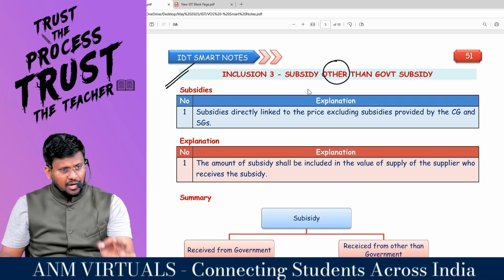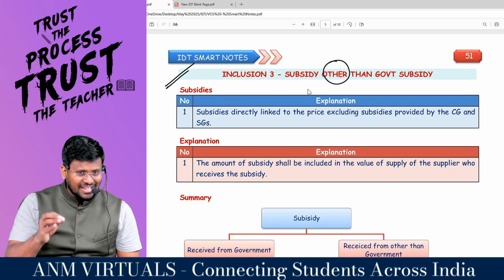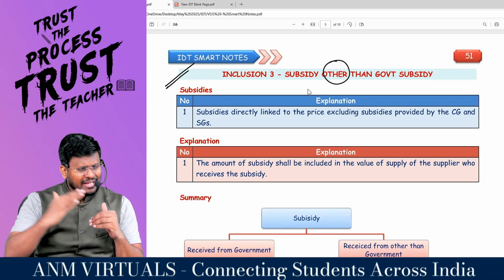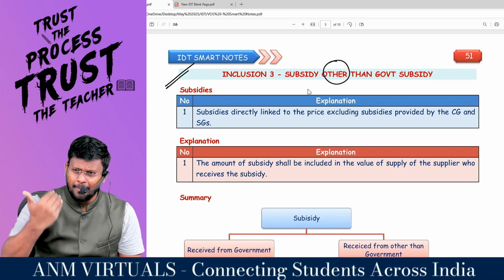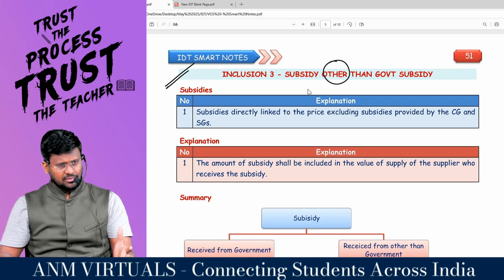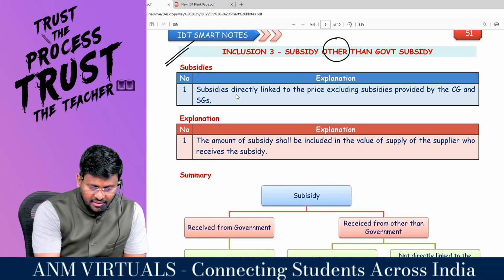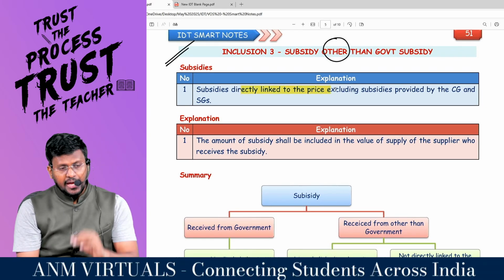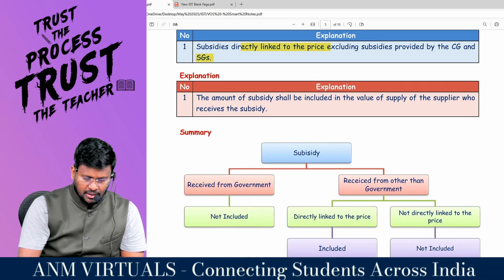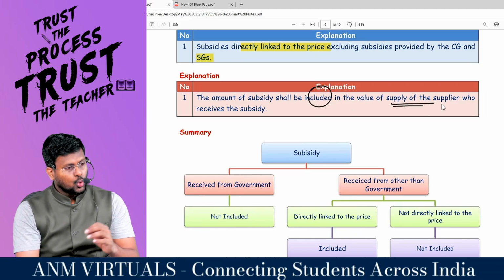That means if the government is giving subsidy, that is genuine subsidy. If you include that in the value of supply, my dear lovable students, the value of supply increases and unnecessarily you have to pay back the tax to the government. That will be a loss to the supplier, right, sir? So subsidy directly linked to the price, excluding subsidy provided by the central government and what? State government. The amount of subsidy shall be included in the value of supply of the supplier who receives the what?